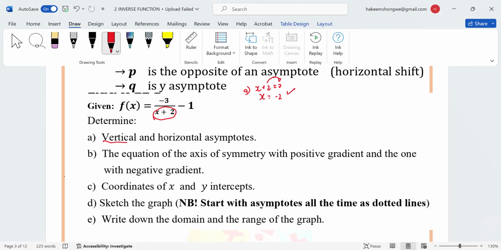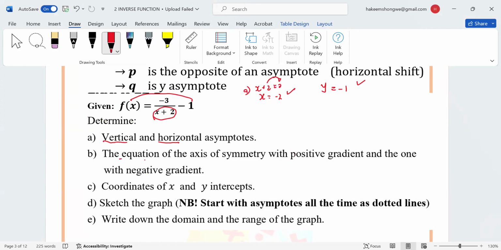They also want us to determine the horizontal one. How do we get the horizontal asymptote? We say y is going to be whatever the value of q is, positive or negative. We take it with its sign. So y is going to be equal to what? And then for a question like this one, we should be able to collect 2 marks. Now, what else do they want?